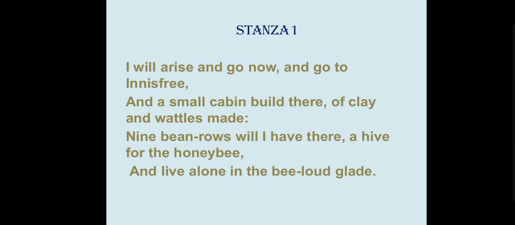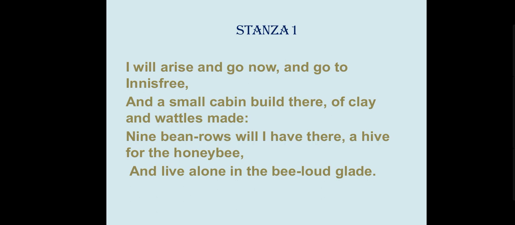I will now read and explain stanza 1 of the poem. I will arise and go now, and go to Innisfree. The poet is reminded of his past in this poem. As a boy, he visited the peaceful lake isle of Innisfree. He has desired to go there, and he tells his readers through his poem that he will live there all alone. He tells his wish.